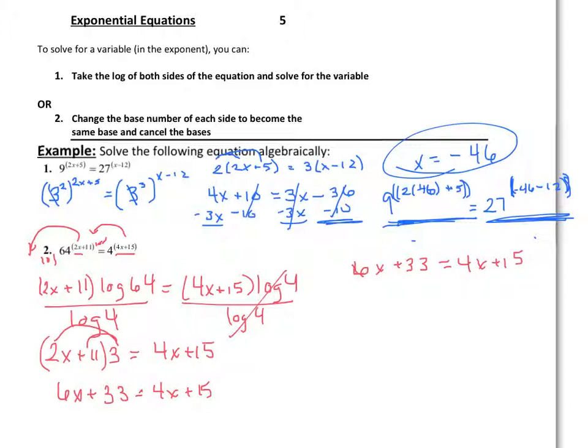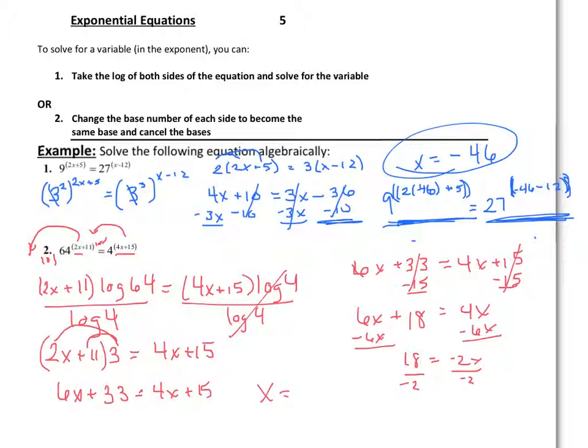So I'm going to move everything to one side. So I'm going to minus 15. So I get 6x plus 18. That shouldn't have canceled. Equals 4x minus my 6x, 18 equals negative 2x. Divided by negative 2. So I get x is equal to negative 9.